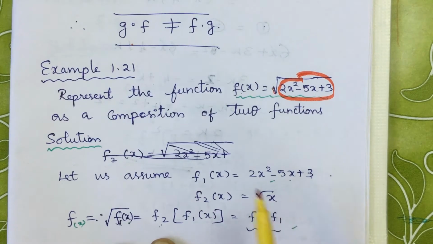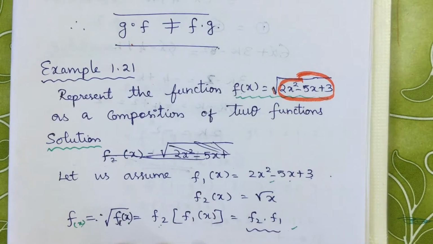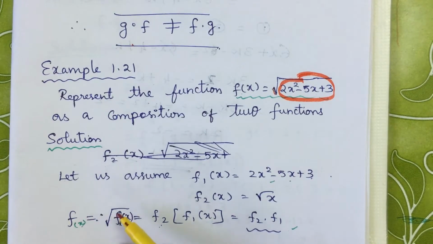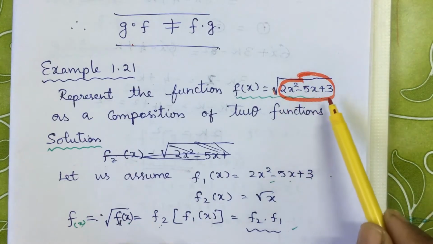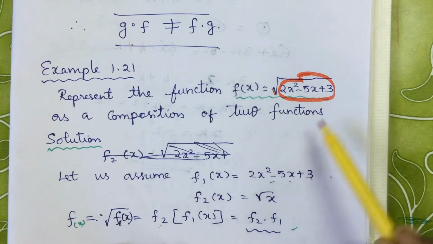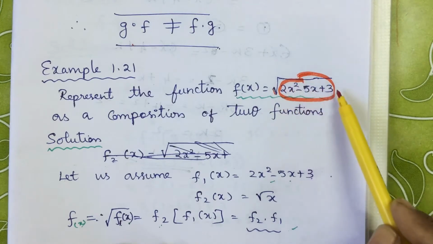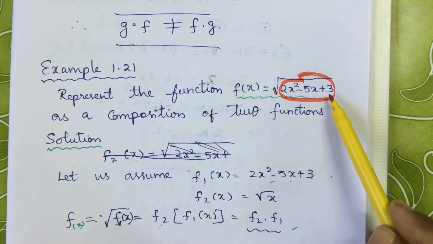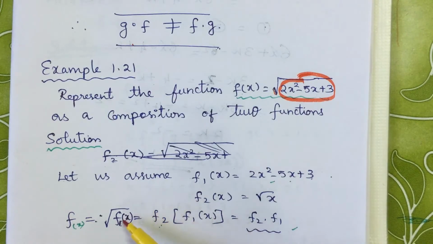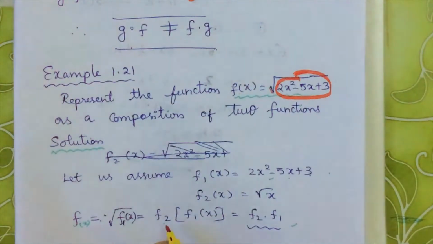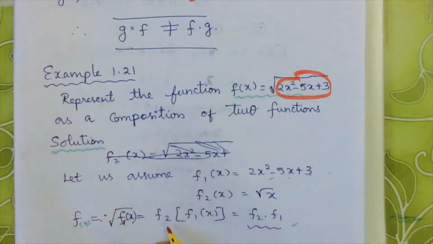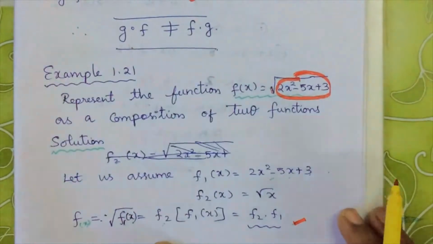Where there is something, we can put x. Now our required function is f of x, which is root of 2x square minus 5x plus 3. In the next step, you substitute for this 2x square minus 5x plus 3. We assumed it as f1, so it is root of f1 of x. Then in the next step, we assumed this root as the function f2, so you replace this root with f2. So now f2 of f1 of x is equal to f2 dot f1. So this is your required answer, right?